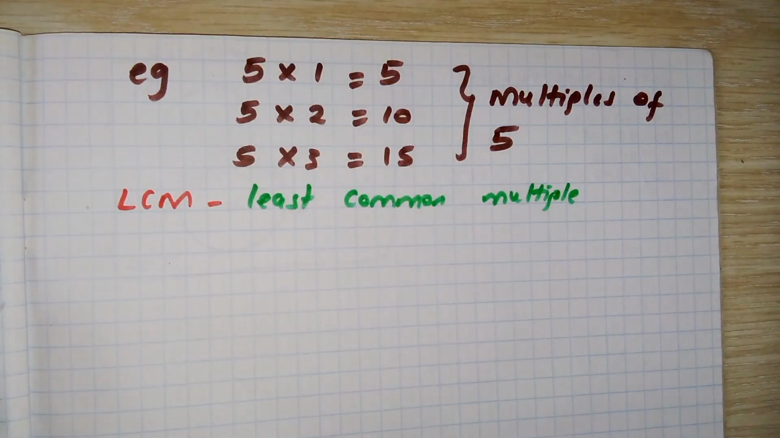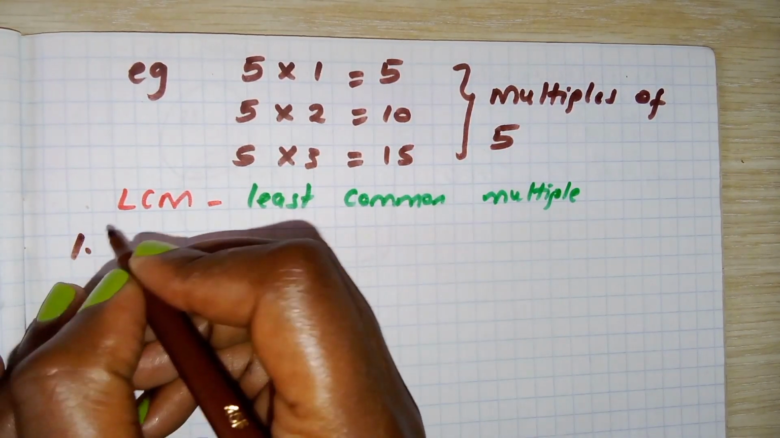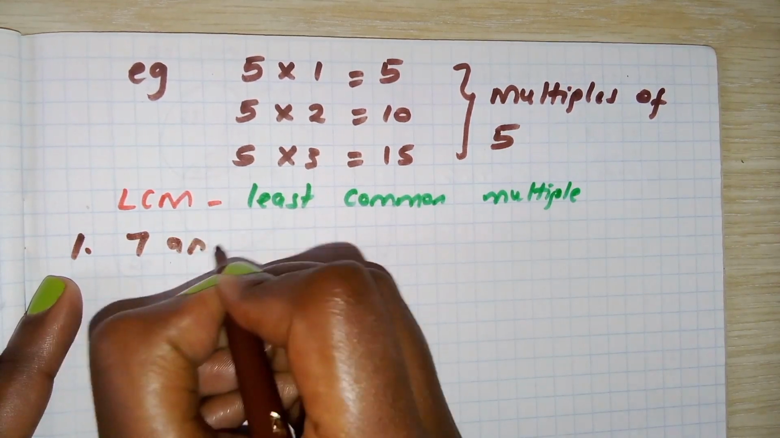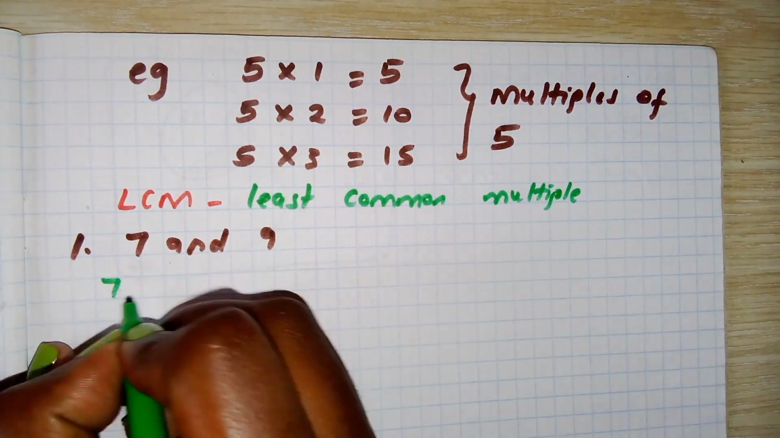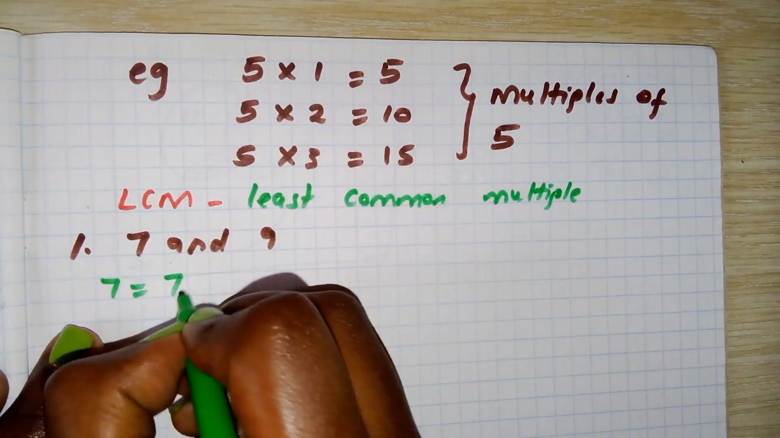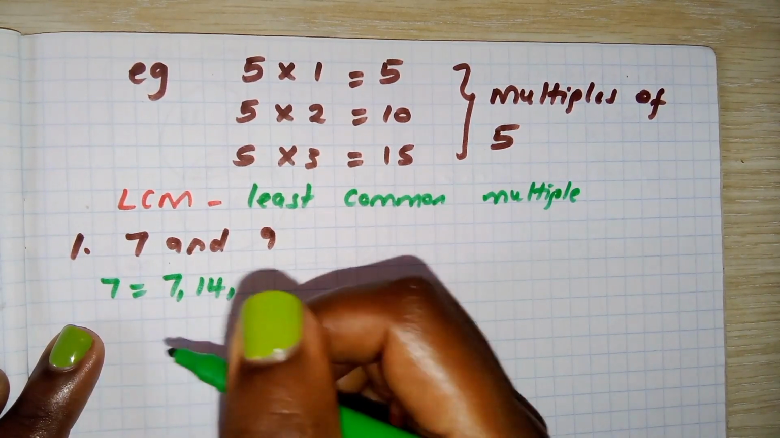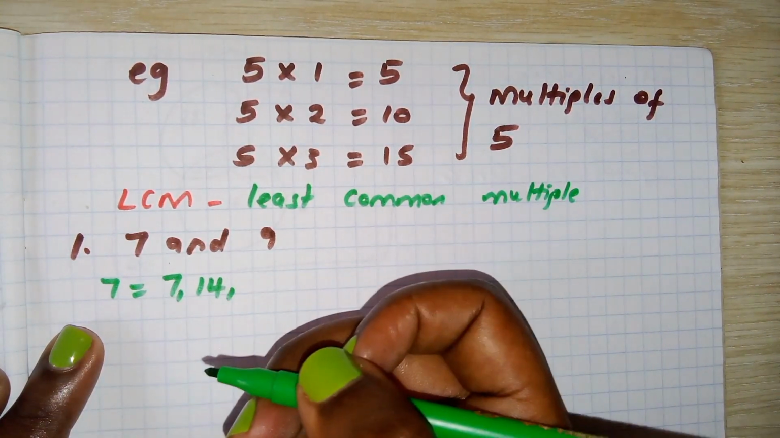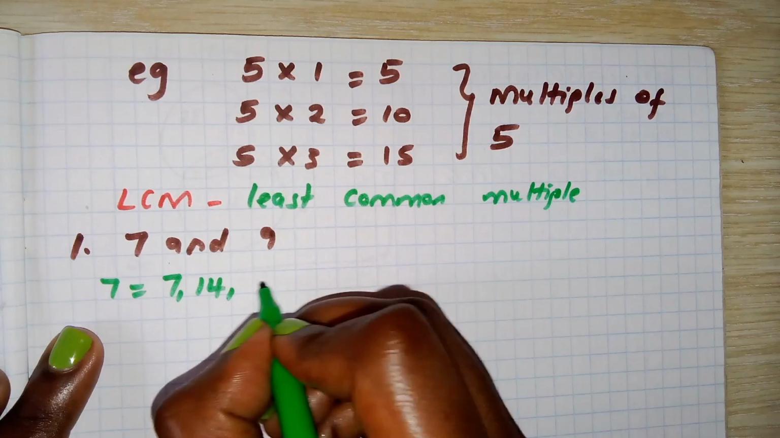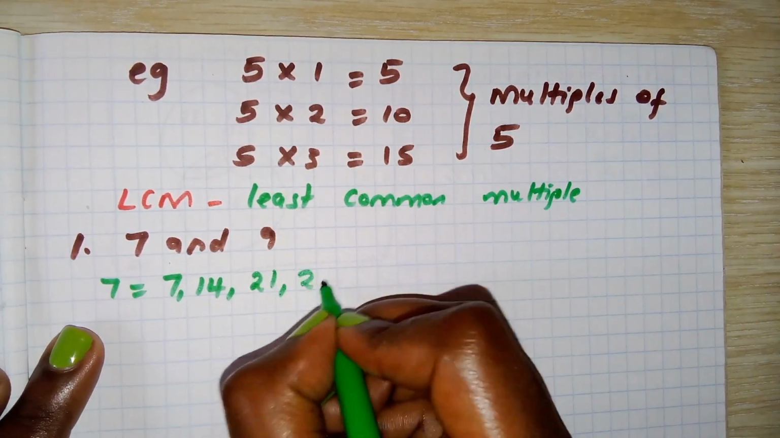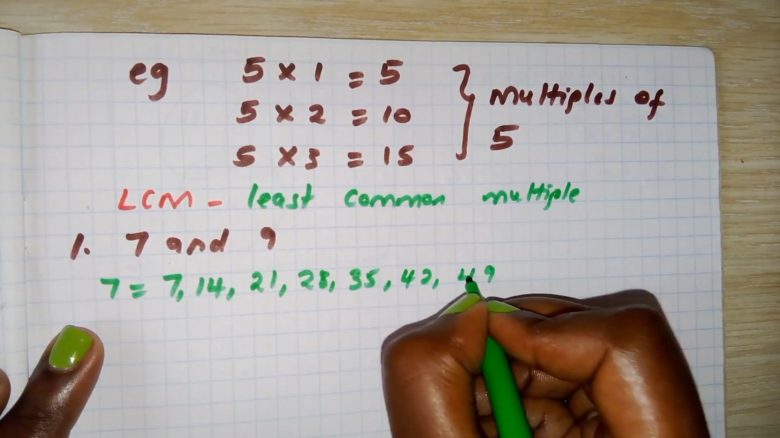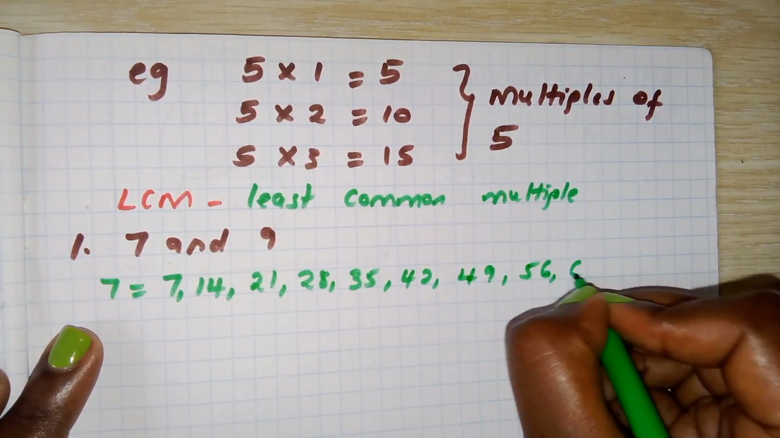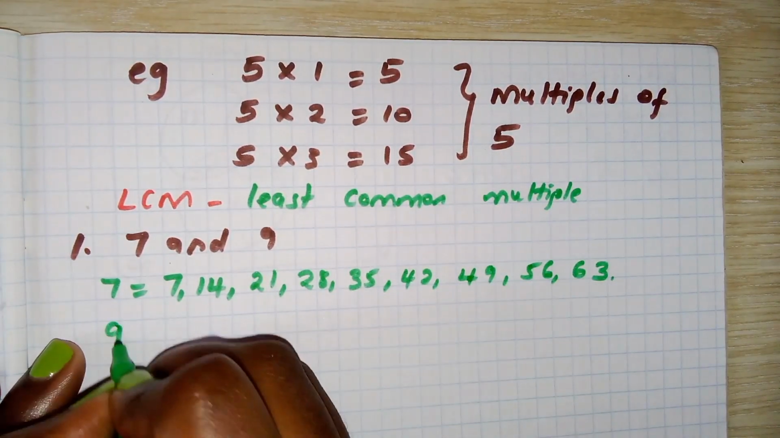So we're doing multiples. Number 1, we have 7 and 9. We need to do all the multiples of 7. We can start with 7, 7, 14. And multiples is just repetition, addition of the same number. So 14 plus 7, 21 plus 7, 28, 35, 42, 49, 56, and 63.